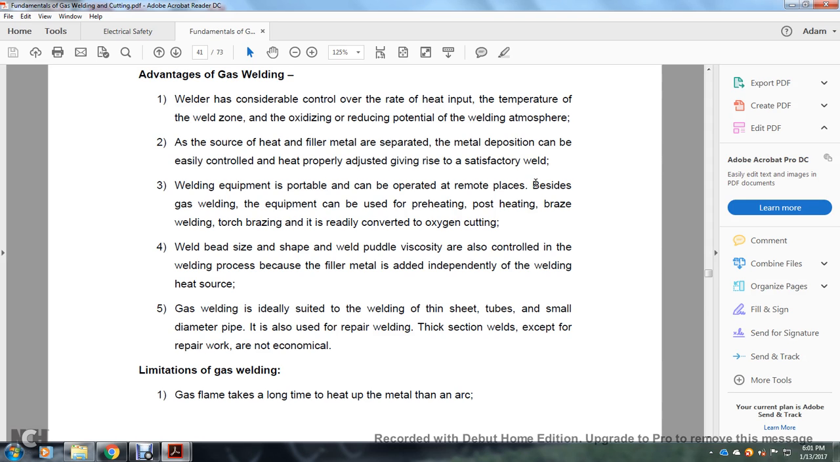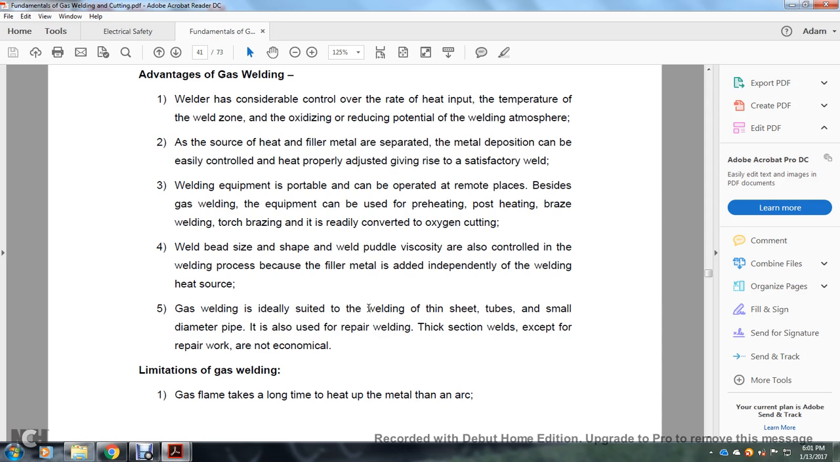Welding equipment is portable and can be operated in remote places. Besides gas welding, the equipment can be used for preheating, post-heating, brazing, and torch brazing, and is readily converted for oxygen cutting. Weld bead shape and weld puddle viscosity are controlled in the welding process because the filler metal is added independently of the welding heat source.